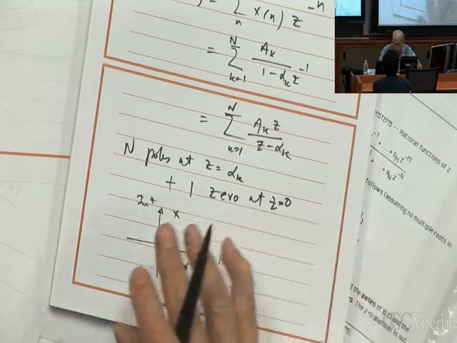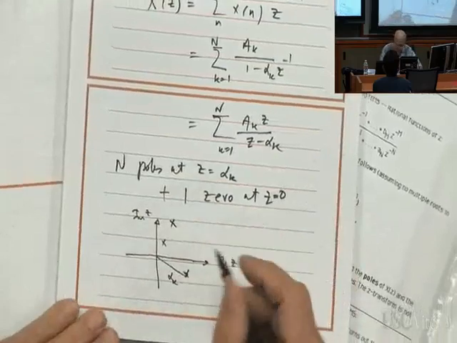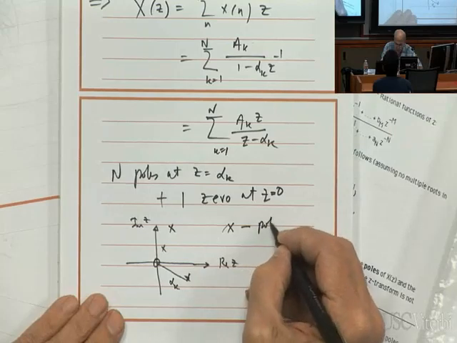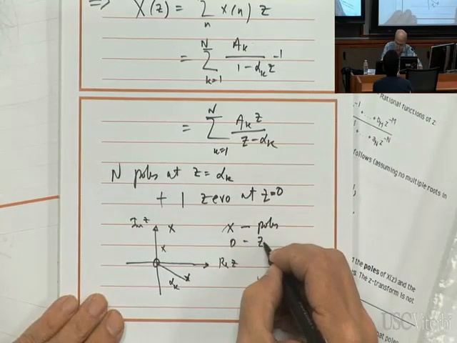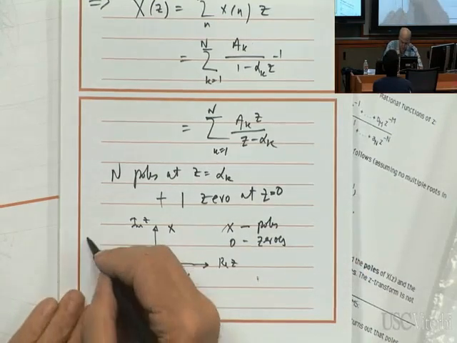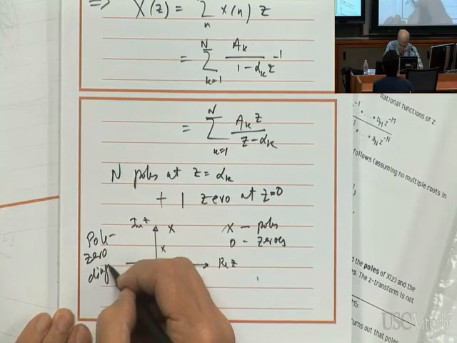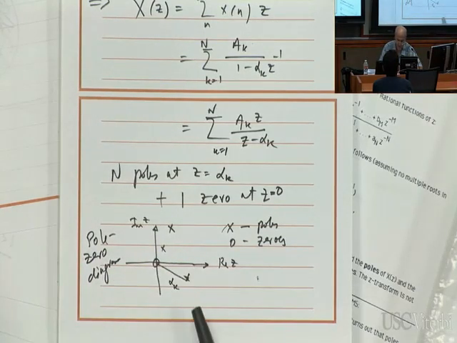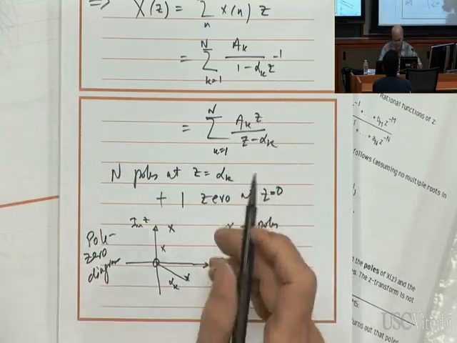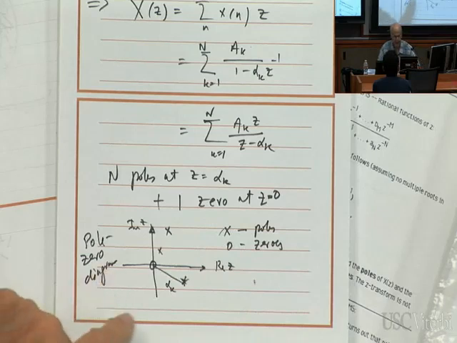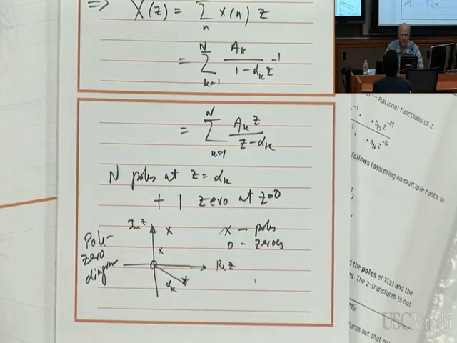X's always denote poles in the pole-zero diagram, and the little O's are the zeros. So this is the pole-zero diagram. I just made up something here, but you would typically plot the poles with x's and the zeros with the open circle, or the little circle O, and that would be the pole-zero diagram.